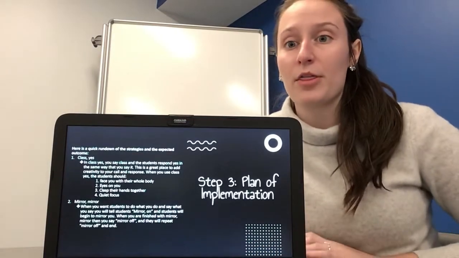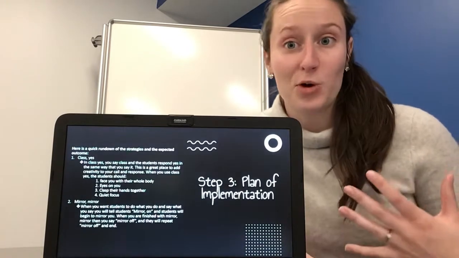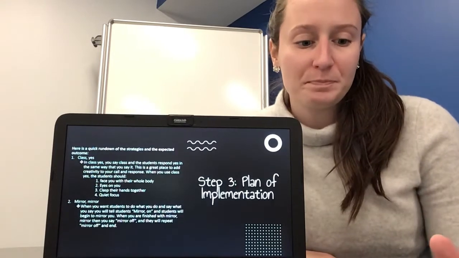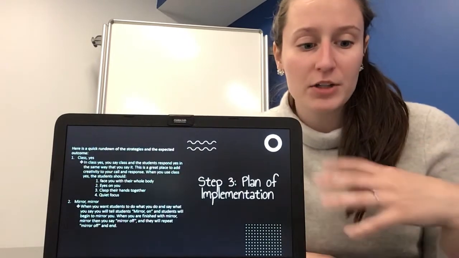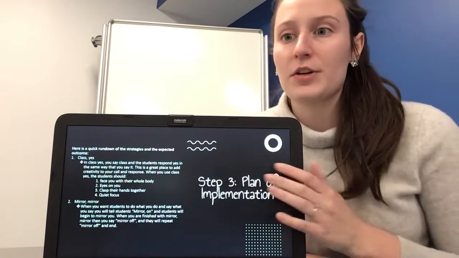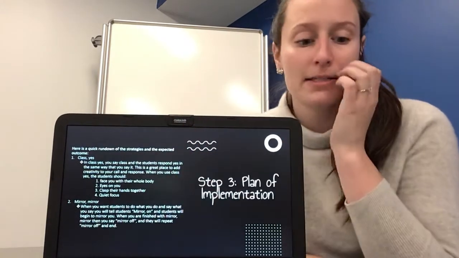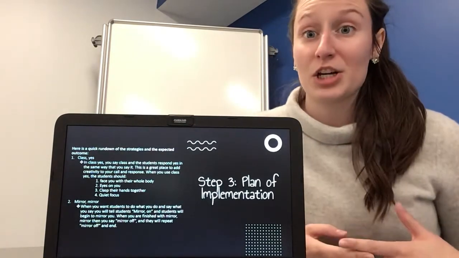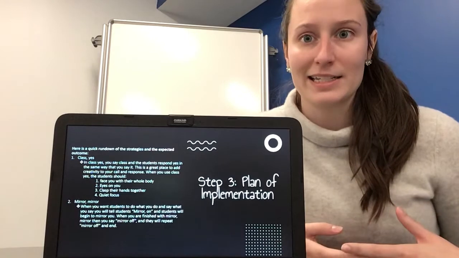So step 3, the second portion of this, is the implementation. This is a quick rundown of the strategies and the expected outcome of these strategies. The first one you have here is the class yes. So what happens is when you introduce this to your class, you show them what exactly is expected of them.